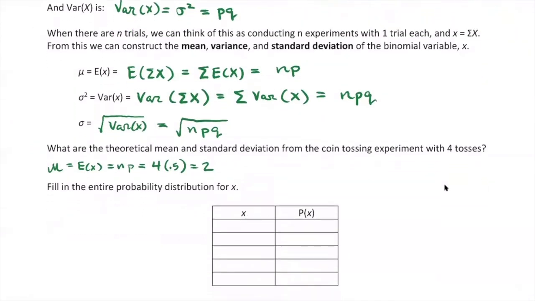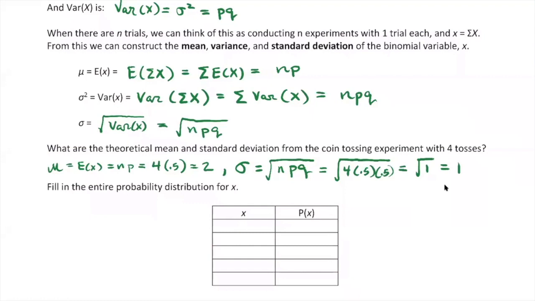Well, the formula says that the standard deviation is the square root of NPQ. N was 4, that's the number of trials. So 4, P is 0.5, Q is 0.5. So 4 times 0.5 is 2, 2 times 0.5 is 1. So this is the square root of 1, which is 1, and that's exactly the standard deviation that we got when we were tossing the coins.